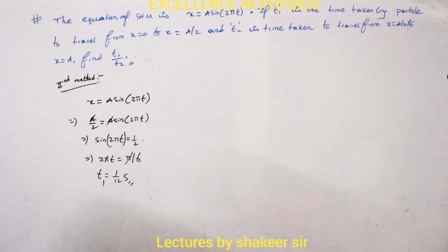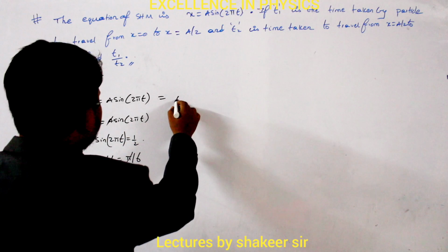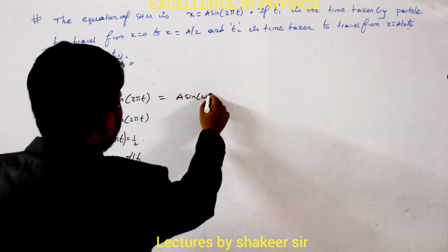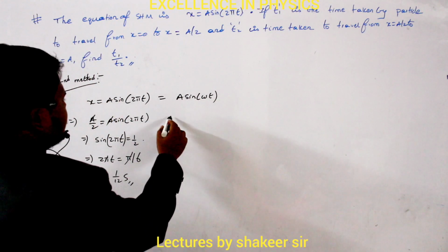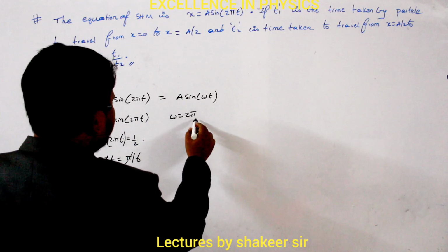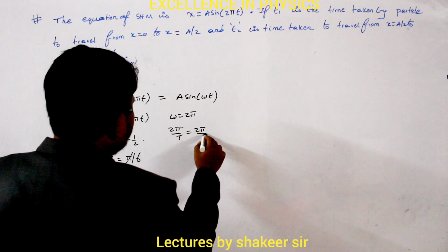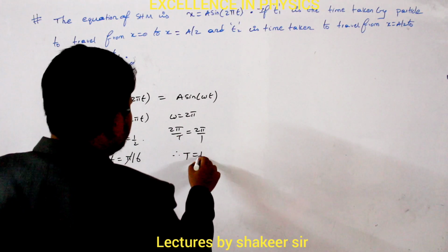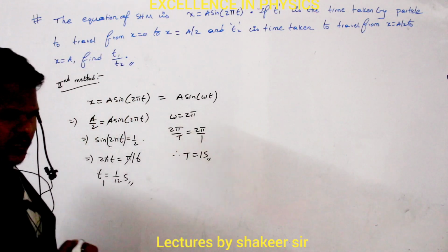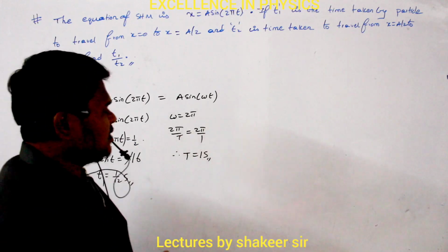Now let us see if I compare this relation with a sine omega t. Clear? Then definitely I can say here omega is equal to 2 pi. So omega is 2 pi by capital T, which is equal to 2 pi by 1. So therefore I can write the time period is equal to 1 second. Clear? Now the question is, what is meant by time period? Let us see.